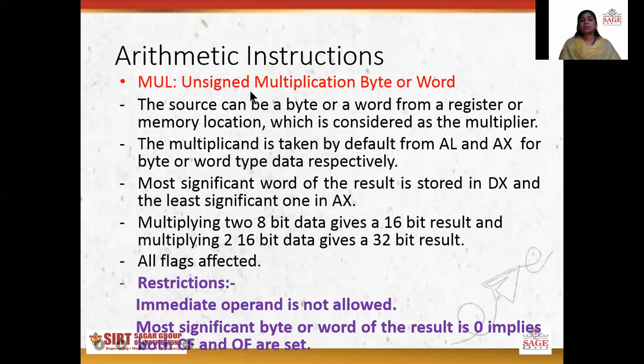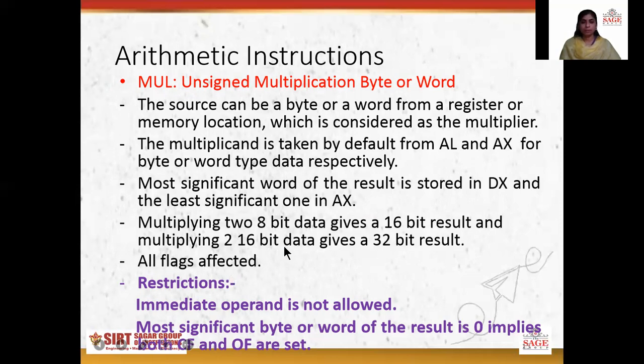Multiplication, MUL, this mnemonic is used for unsigned multiplication of byte or word. The source can be byte or word from a register or memory location, which is considered as a multiplier, and the multiplicand is taken by default from the AL and AX register for byte or word type data respectively. For byte AL and for word type AX. Most significant word of the result is stored in DX and the least significant one is in AX. Multiplying two 8-bit data gives a 16-bit result, and two 16-bit data gives a 32-bit result.